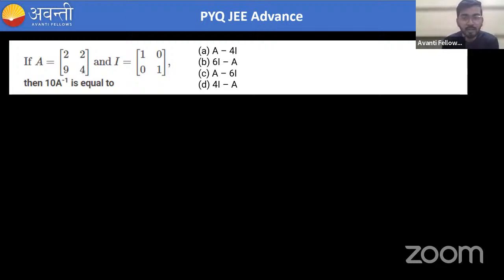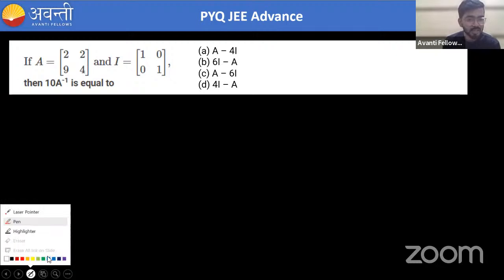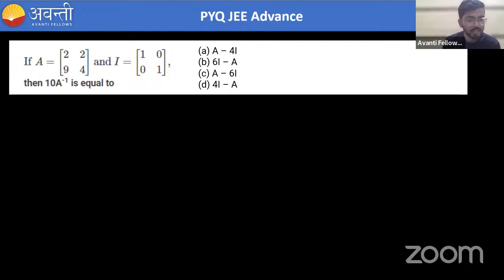So tell me one thing, will we see this question and try to find out A inverse first, and then find out 10A inverse and then compare to all these four options given to us? Is this the method? No, right? There must be something else and an easier way to approach this question. So the easier way to approach this question is to remember one thing, that is the characteristic equation of a matrix.